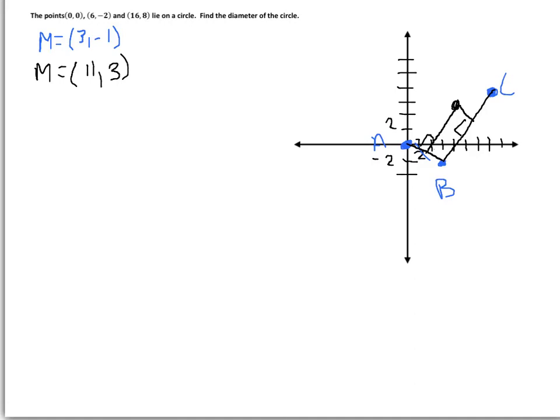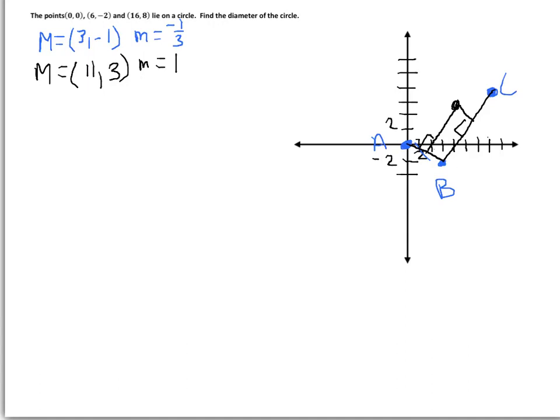Now we need to use those formulas. So, find the slopes too. So the slope of AB is going to be negative 1/3. And then the slope of BC, 1. Double check me, please.